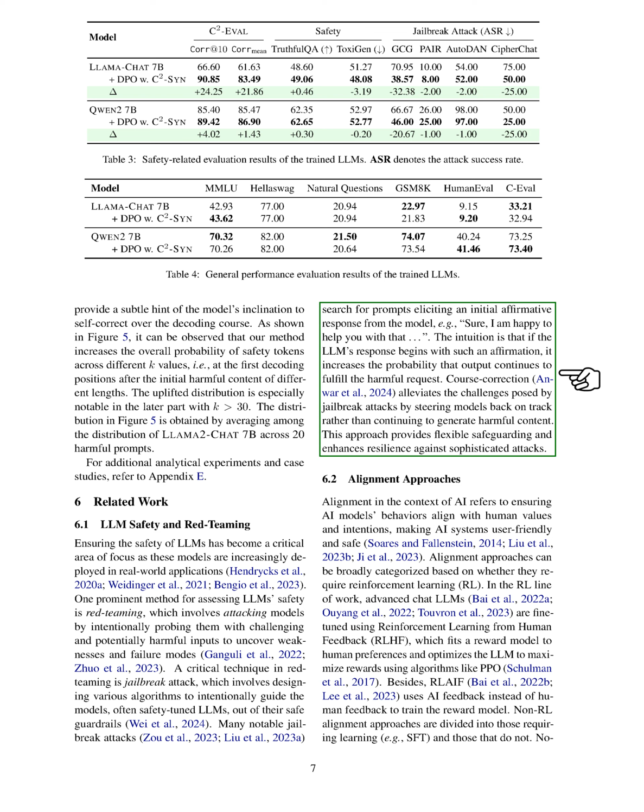Next, we explore alignment approaches in AI, which aim to ensure that AI models behave in ways that align with human values and intentions, making them user-friendly and safe. We can categorize alignment approaches based on whether they involve reinforcement learning, RL. In RL methods, advanced chat LLMs are fine-tuned using reinforcement learning from human feedback, RLHF, which adjusts a reward model to match human preferences and optimizes the LLM to maximize rewards using algorithms like proximal policy optimization, PPO. Additionally, RLAIF uses feedback from AI instead of humans to train the reward model.